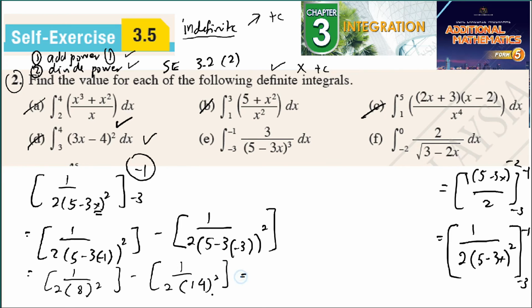So here you will get, just use calculator, and you will get 33 over 6272.